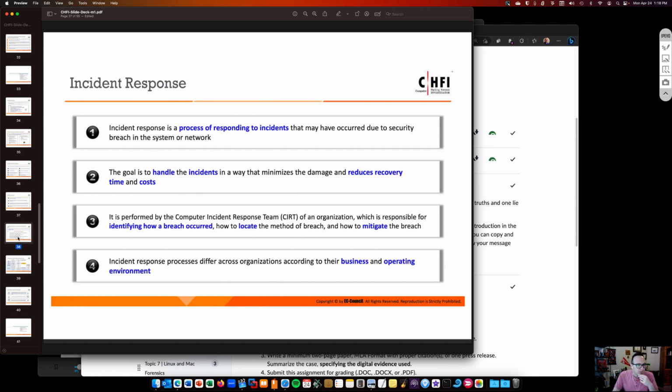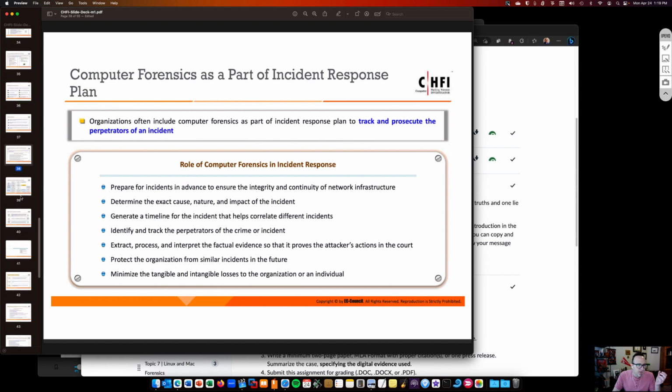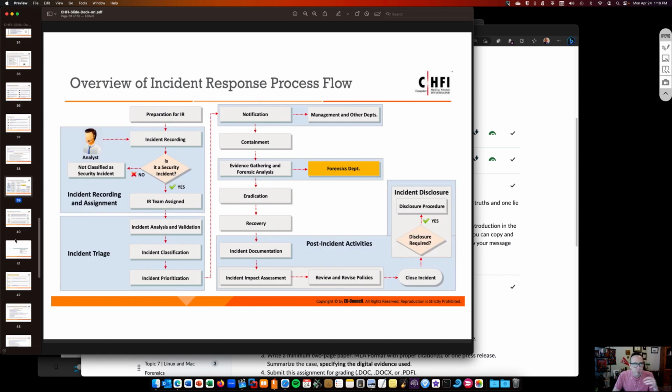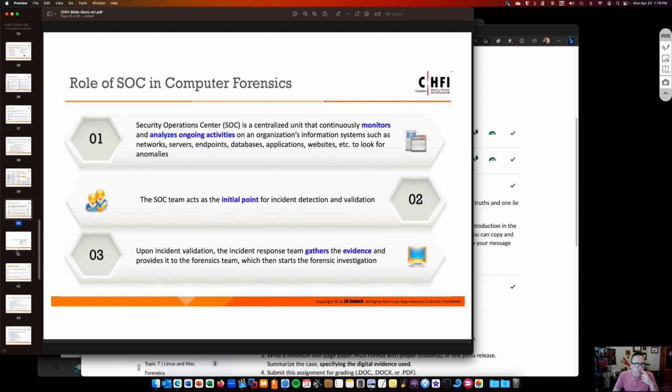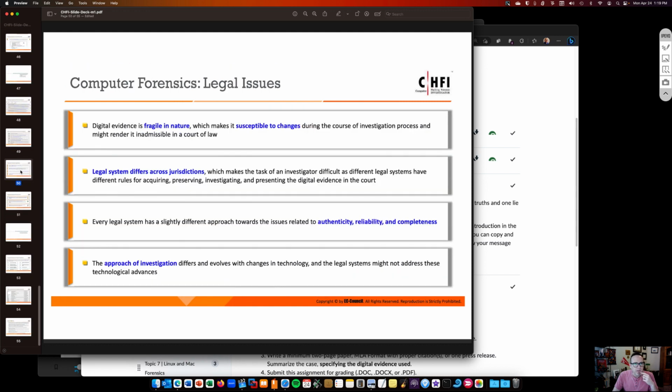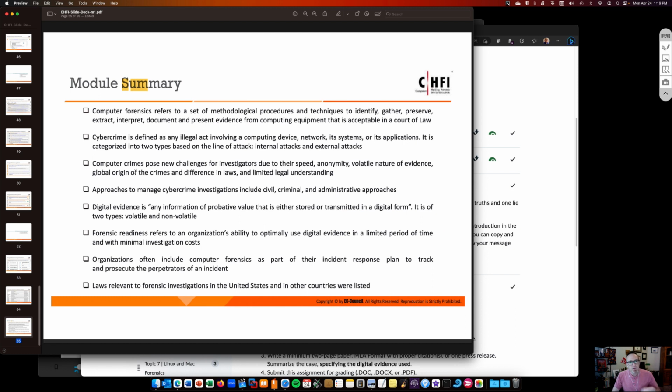So, Jeff talks about this, the role of investigators. It has some really cool things about response flow, and I'm not going to go over any of this. There's a bunch of stuff here about that. Legal issues, very important here. Look at legal issues. But look at the summary here.